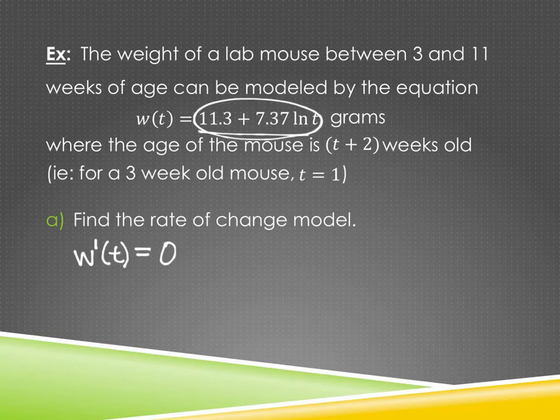Now, the 7.37 natural log t, there's an addition before it. 7.37 is a constant multiplier. Not a constant by itself like the 11.3 was, but a constant multiplier. So it comes along for the ride. What's the derivative of natural log t? Yeah, 1 over t. Okay, so that right there is all of the calculus manipulation. The rest is modeling. We haven't done this yet.